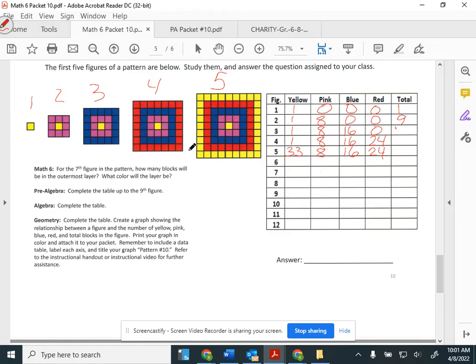So in our third, there's 1, 2, 3, 4, 5, 6, 7, 8, 9, 10, 11, 12, 13, 14, 15, 16, 17, 18, 19, 20, 21, 22, 23, 24, 25. Easy way to do it. Easy way to find your total. 1, 2, 3, 4, 5 for my length. 1, 2, 3, 4, 5 for my width. How many? 5 times 5. 25.